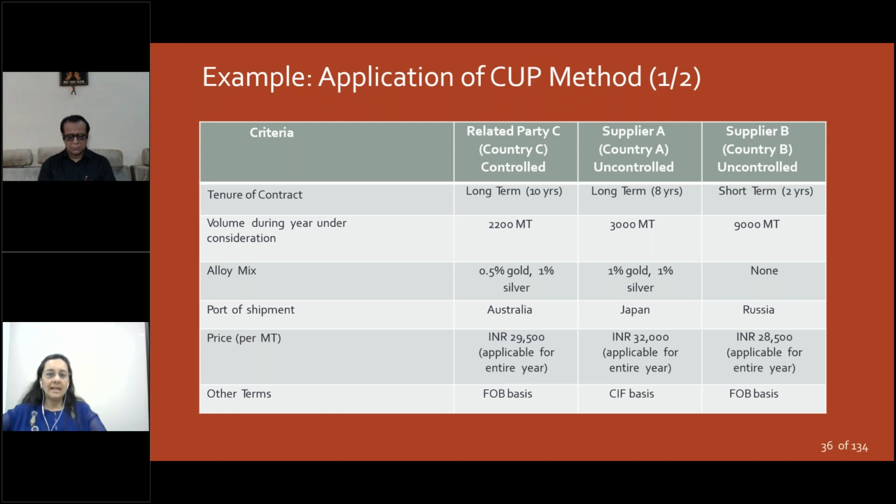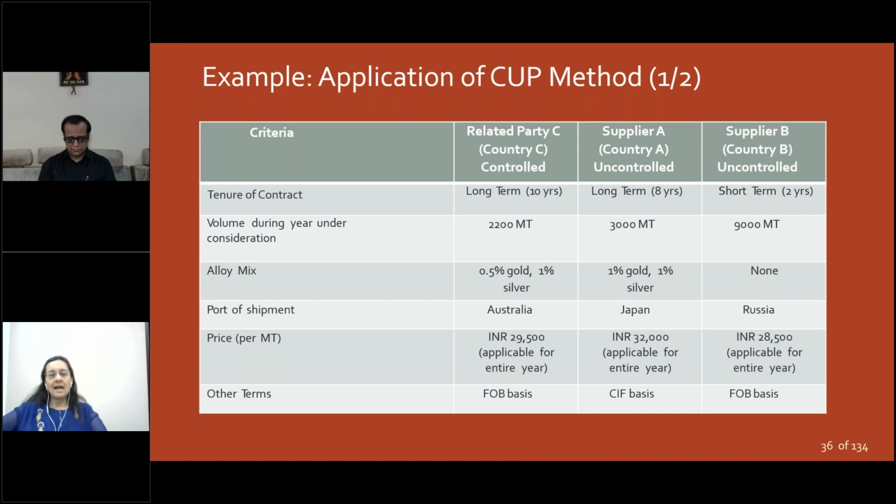Now there's a supplier A in country A, which is uncontrolled. It also has a long-term contract of 8 years for 3,000 metric tons. The alloy mix is 1% gold, 1% silver. Port of shipment is Japan. Price per metric ton is 32,000. Other terms CIF. Similar criteria for supplier B in country B. So short-term contract, 9,000 metric tons. Alloy mix is not known. Port of shipment is Russia. Price per metric ton is 28,500 and on FOB.